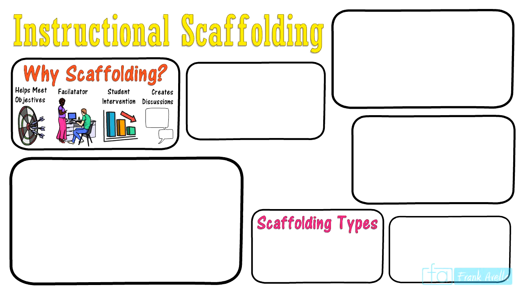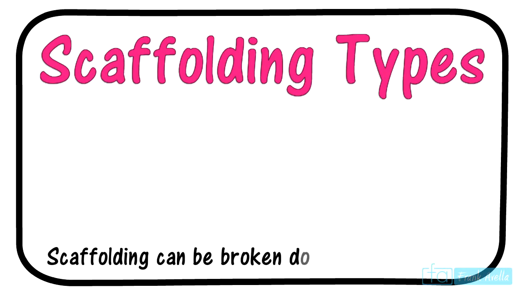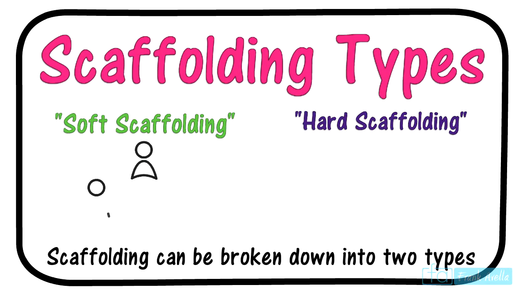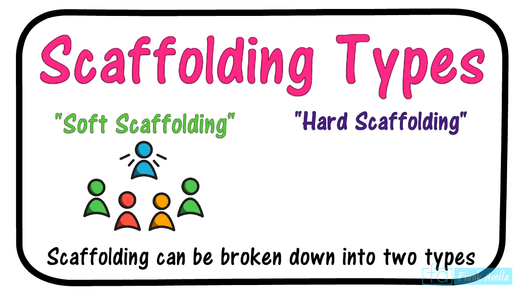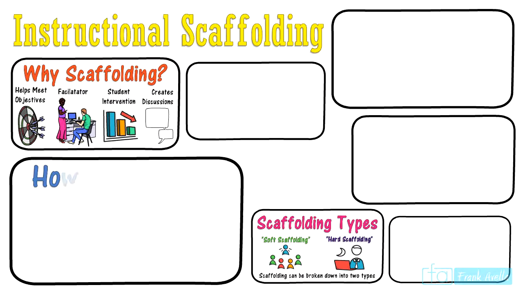Next, we'll briefly look at some different types of scaffolding. Instructional scaffolding can be broken down into two different types. The first type is called soft scaffolding, and the second type, you guessed it, is hard scaffolding. So soft scaffolding can be something as simple as a teacher roaming the room and giving hints and prompts to students in need of help. Hard scaffolding, on the other hand, includes making additions to worksheets, providing visuals, creating cue cards, and much more.